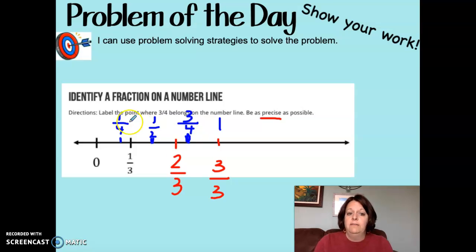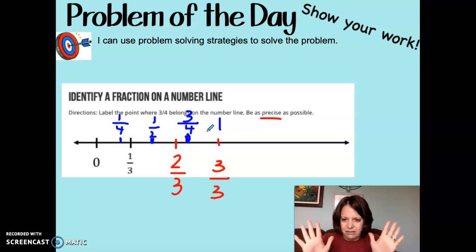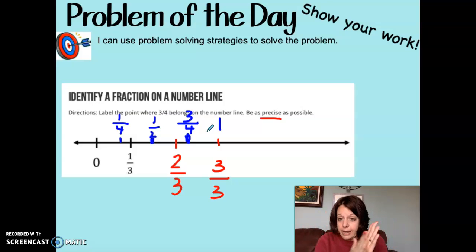Because if you notice here, 1/4, 1/2, 3/4, 1 whole, they're about the same distance apart. Of course, I used my fingers. I did not use a ruler to be super precise, but I'm a lot closer than if I just guessed, I'm going right here, because that's just kind of guessing. I'm much more precise when I plotted out my other fractions on the number line to figure it out.